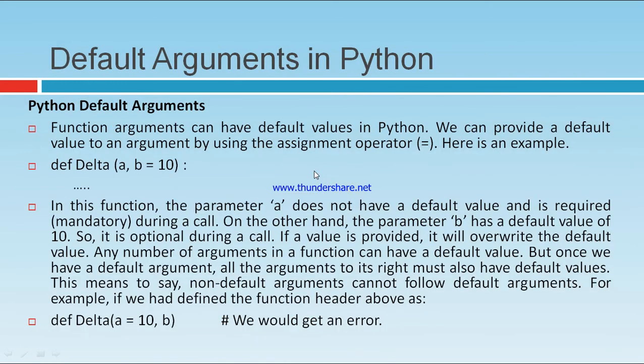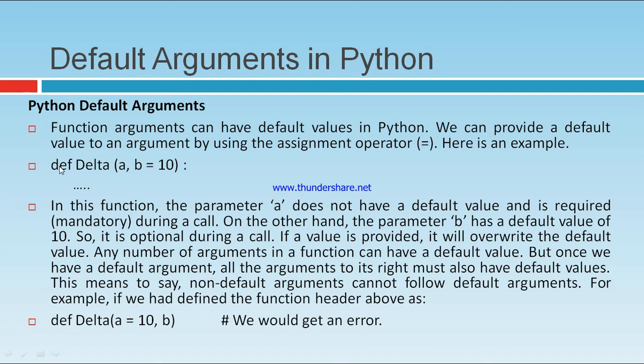Now what are default arguments in Python? As you know, argument or parameter, these two terms are directly related with the function only. Right? Now what is a default argument? Function arguments can have default values in Python. We can provide a default value to an argument by using the assignment operator.